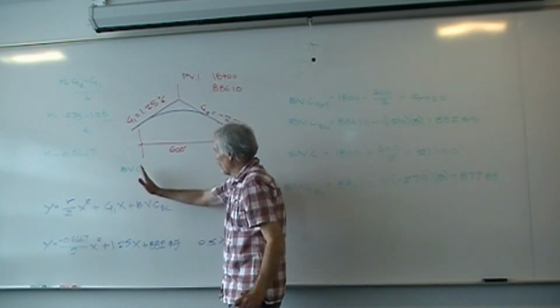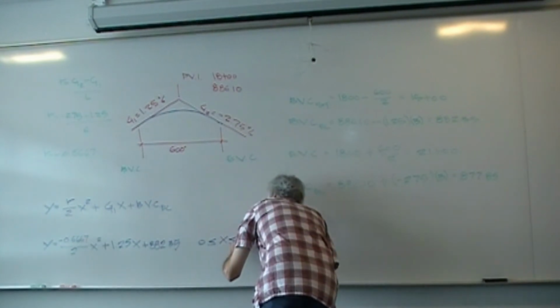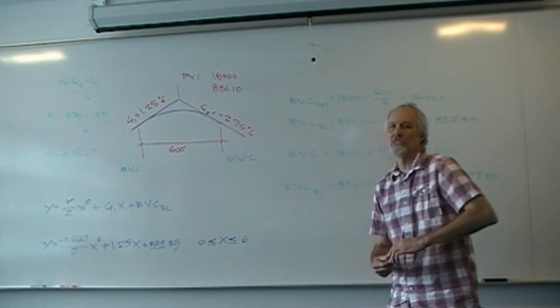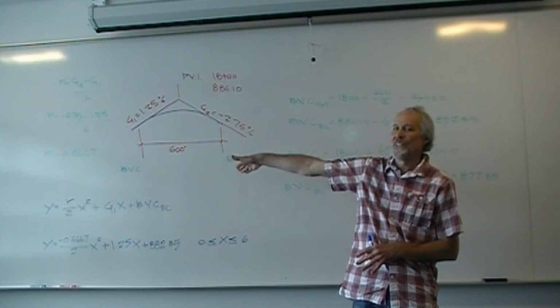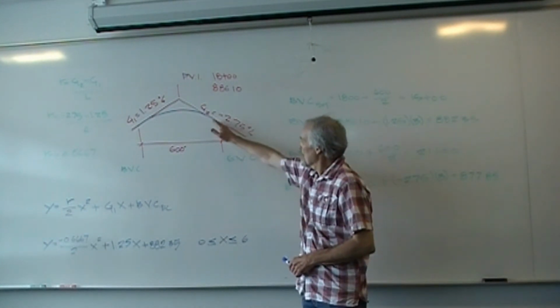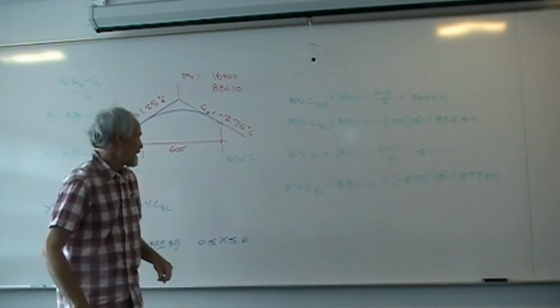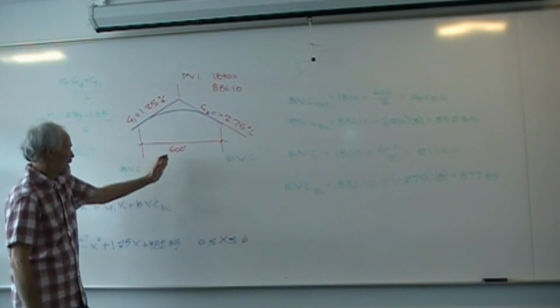This parabola is only good from 0 to 6. So you really can't put a value less than 0 in there or greater than 6, because you're going to be out here on your tangent and your parabola is going to be down here. Okay, so there's going to be a difference. So everybody, what we see here is 0 to 6.